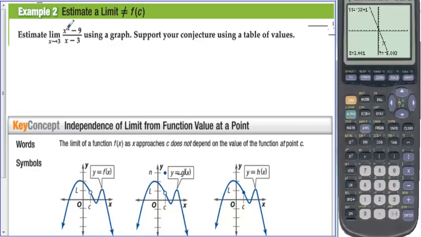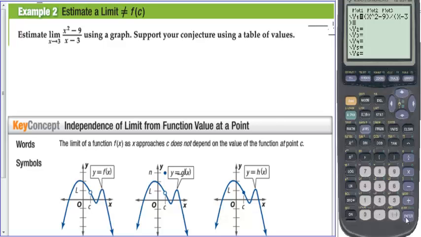Estimate a limit. Estimate the limit as x approaches 3 of x squared minus 9 over x minus 3 using a graph. Support your conjecture using a table of values. Let's go to y equals, and the top is x squared minus 9. And then we'll divide that by x minus 3. We hit graph. There's part of the graph. Actually, it's a line.